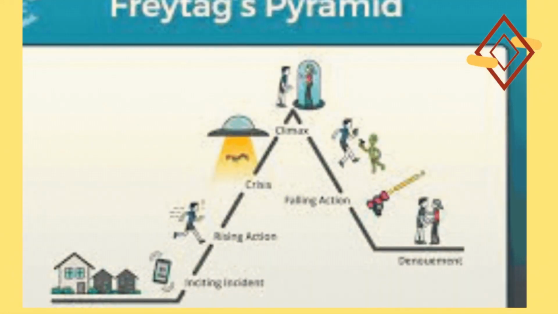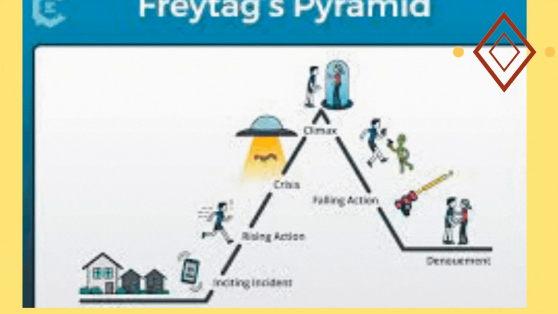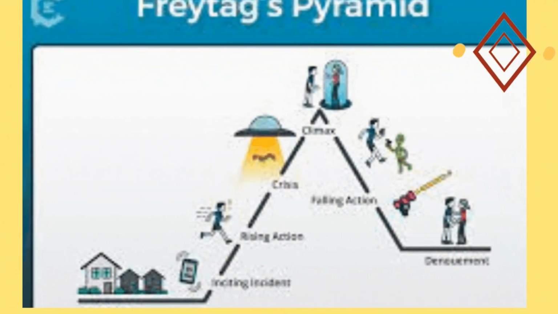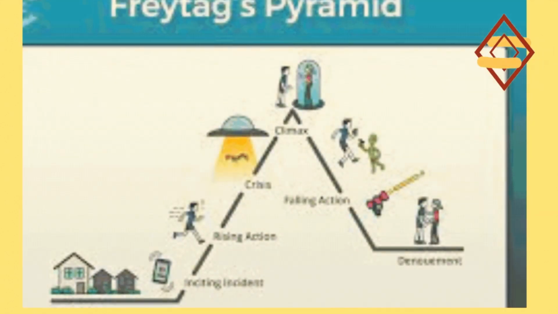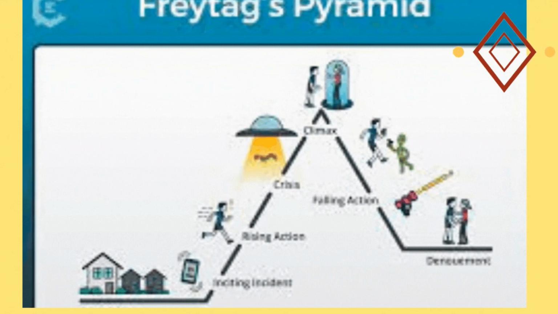Freytag's Pyramid. Gustav Freytag was a 19th century German novelist who saw common patterns in the plots of stories and novels and developed a diagram to analyze them. He diagrammed a story's plot using a pyramid like the one shown here.